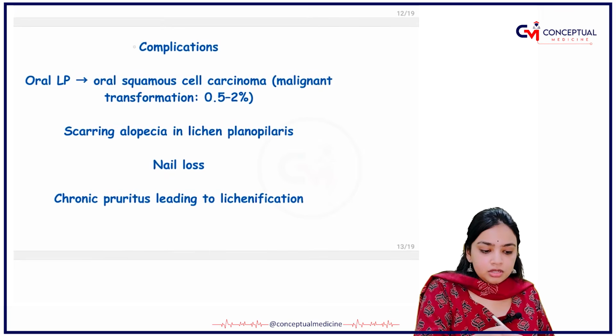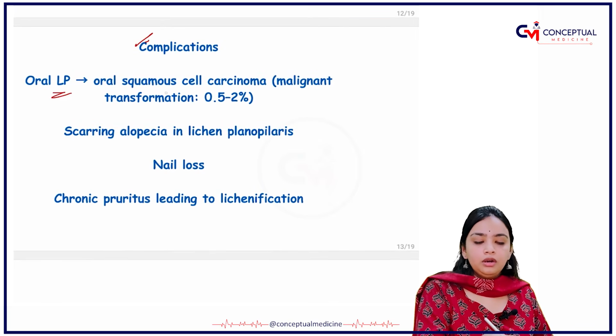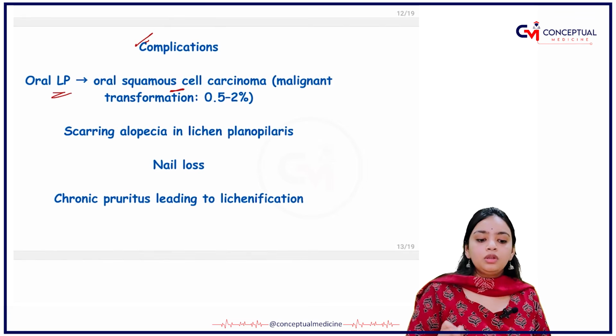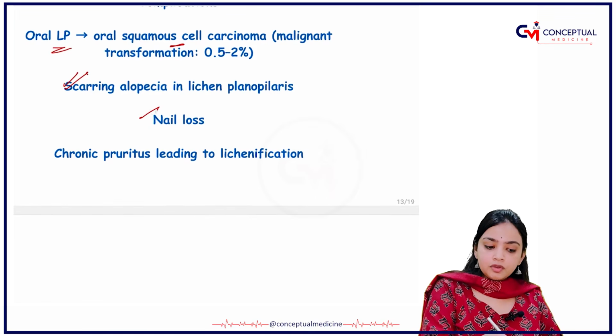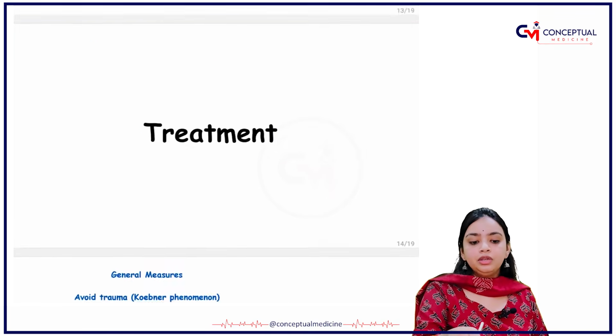What are the complications that can be there? There can be oral lichen planus, oral squamous cell carcinoma, scarring alopecia, nail loss, and chronic pruritus leading to lichenification.